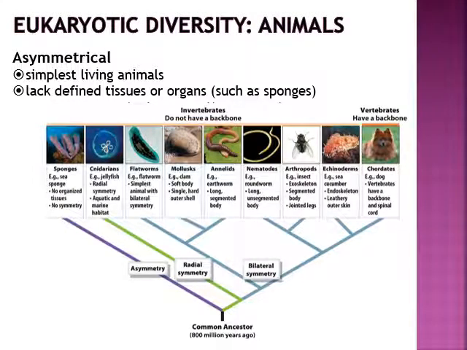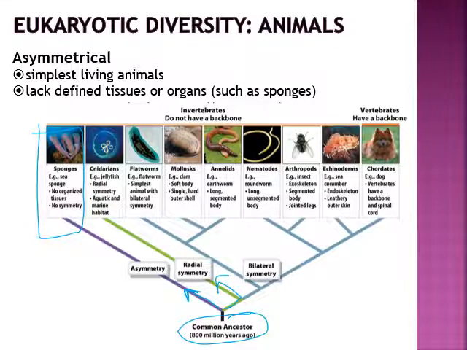Again, another phylogenetic tree. I know this is your guys' favorite, I'm sure. So again, we start with our common ancestor, right? Our common ancestor occurred about 800 million years ago, which is crazy to think, but still not technically that long ago. So we first started off with asymmetry. We first started off with things like sponges, okay? Again, no real organized tissues, no symmetry. And then we went to radial symmetry.